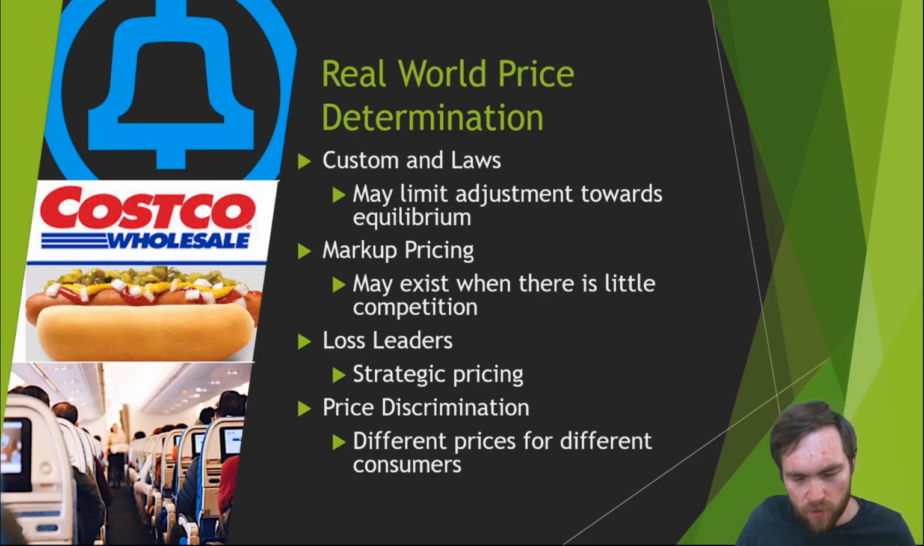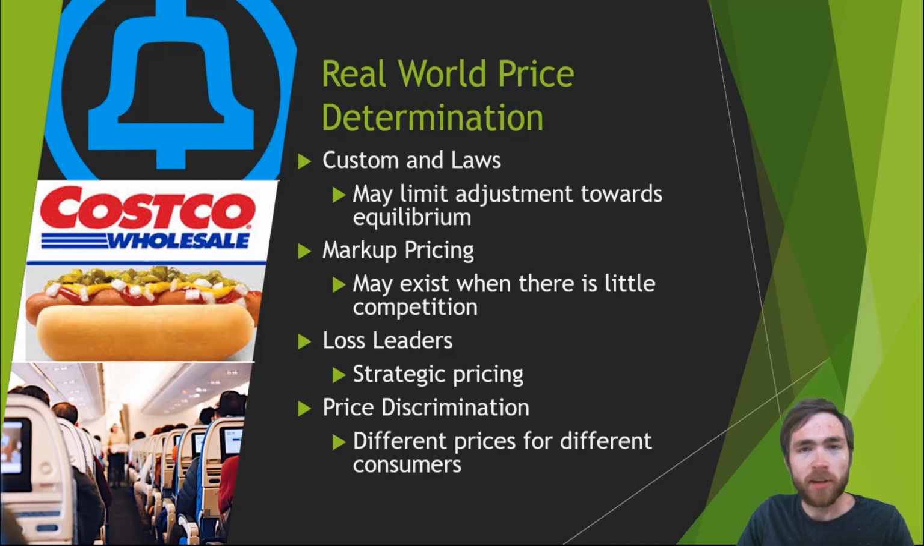Another way that maybe price determination strays from the model is loss leaders, or strategic pricing. And so my favorite example of this is the Costco hot dog. Every hot dog you buy at Costco actually loses Costco money. They sell it at a loss because they're pricing that strategically as a way to draw people in so that maybe they'll spend more money on laptops, televisions, clothes, whatever people are buying at Costco. And so there's a degree of kind of psychological trickery going on there.